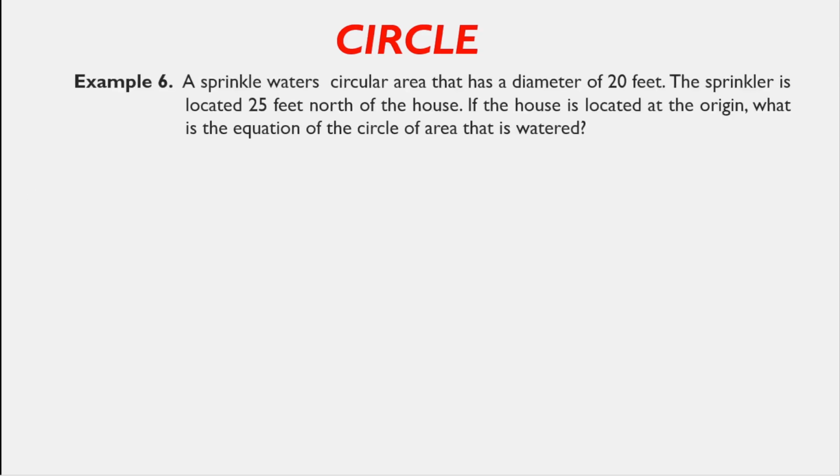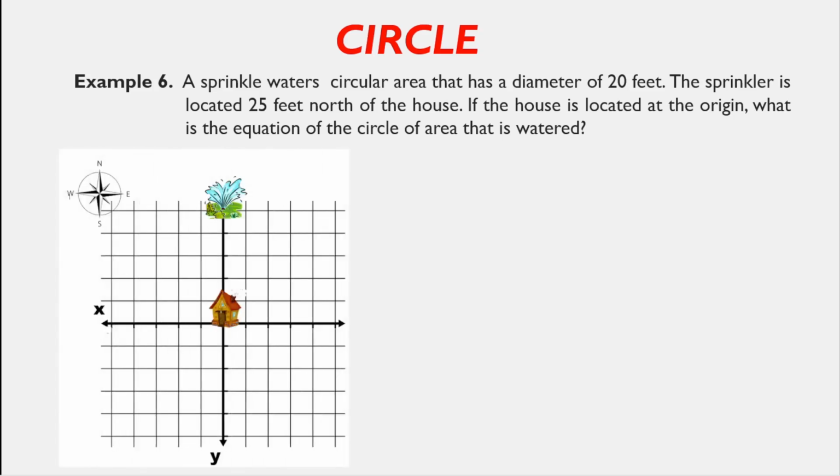Example number 6: a sprinkler waters a circular area that has a diameter of 20 feet. The sprinkler is located 25 feet north of the house. If the house is located at the point of origin, what is the equation of the circle of area that is watered? As we picture the illustration in the problem, the house is located at the point of origin, and then the sprinkler is located 25 feet north.